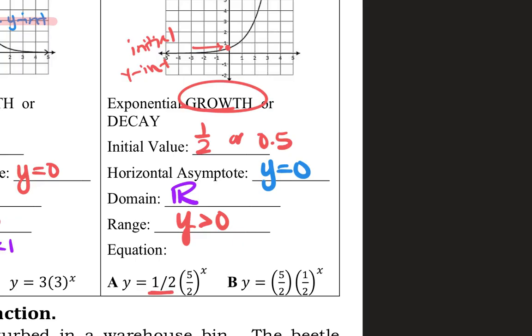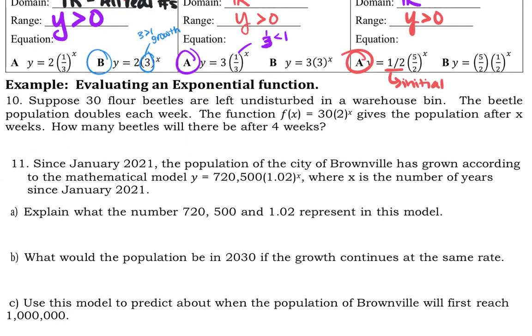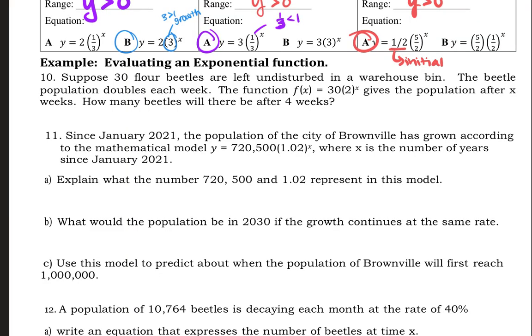You're looking for that initial value. The initial value is always listed first. Okay? All right, so the last thing we're going to get to is the word problems. It says, suppose 30 flower beetles are left undisturbed in a warehouse bin. The beetle population doubles each week. The function f of x equals 30 times 2 to the x power gives the population after x weeks. How many beetles will there be after 4 weeks?